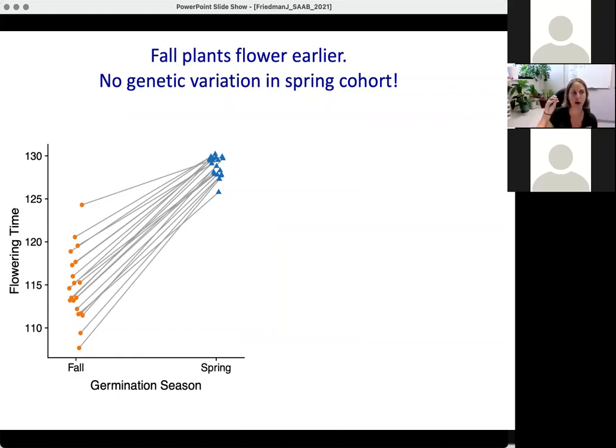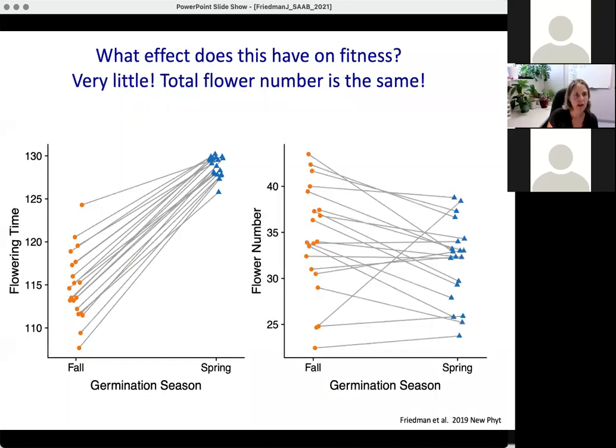The spring plants flower much more synchronously. And because of this high synchronicity in flowering, technically there's no genetic variation in the spring cohort. So selection actually wouldn't be able to act on flowering time for those plants.